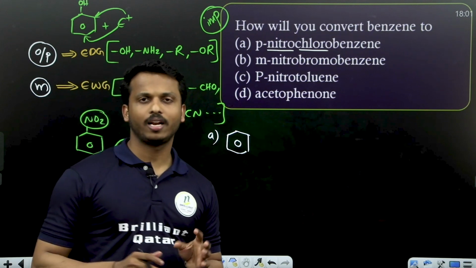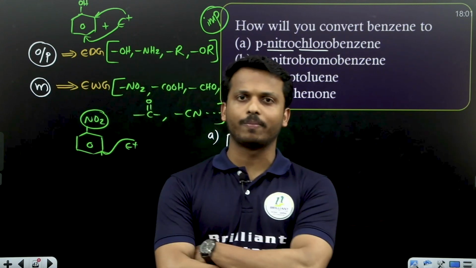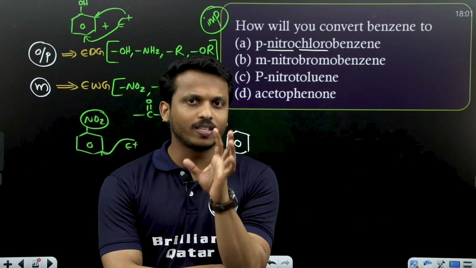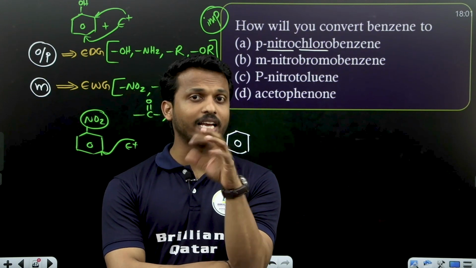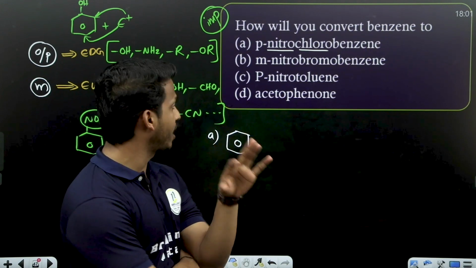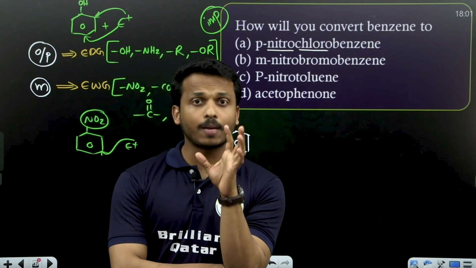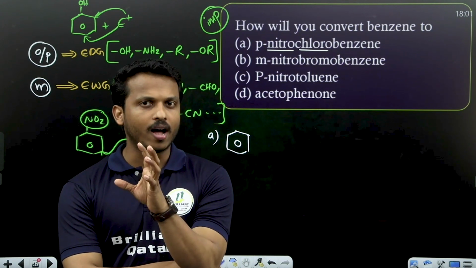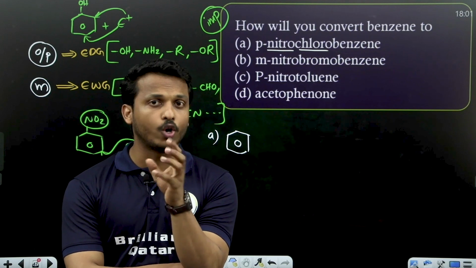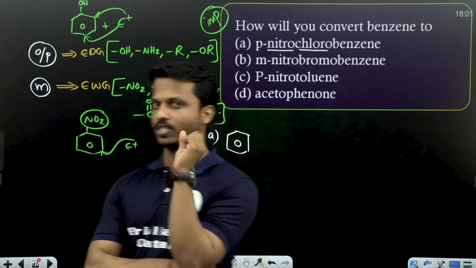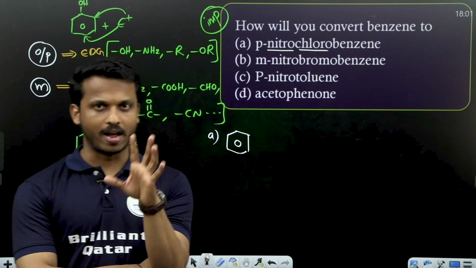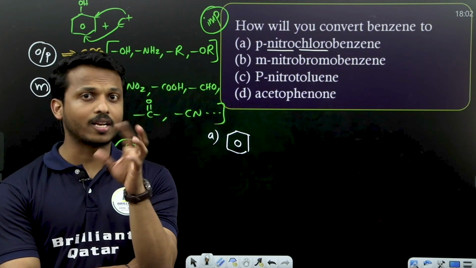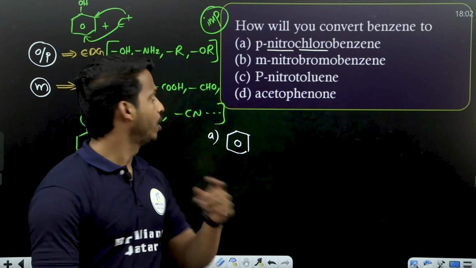Now, how to analyze? Dear all, see the first question. How will you convert benzene to para-nitro? You want the product in para. But in the second question, you need meta. Third question, again para. So, see the product which you want. If you want para, the ortho-para directing group, add first. Finally, your product is para.